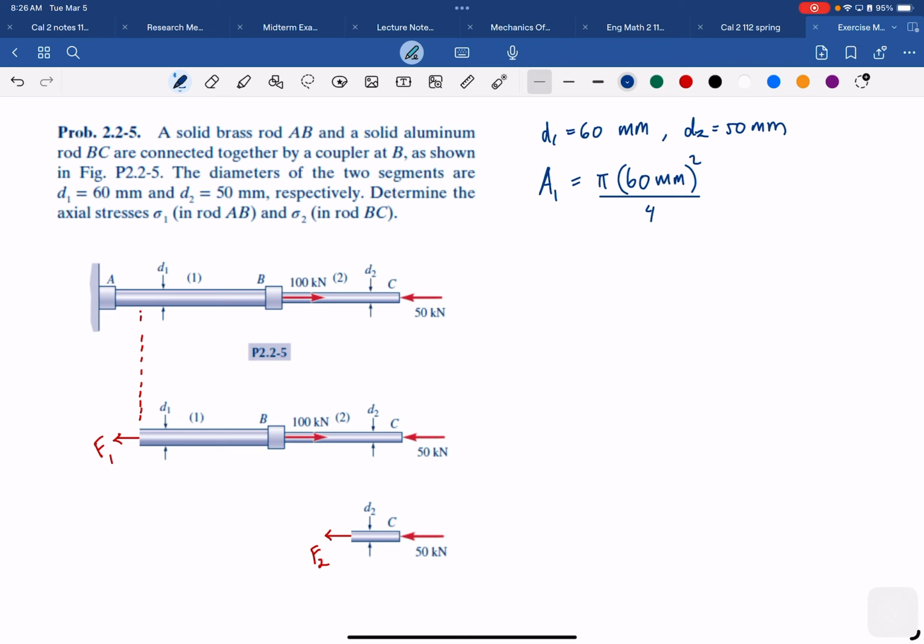So pi multiplied with 60 squared, it's 2827.4. This is 1963.49, I think it's correct.